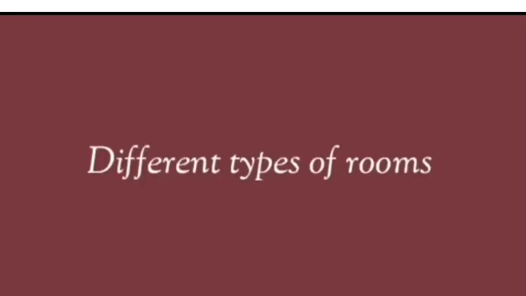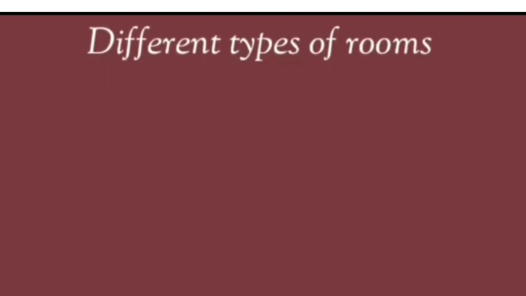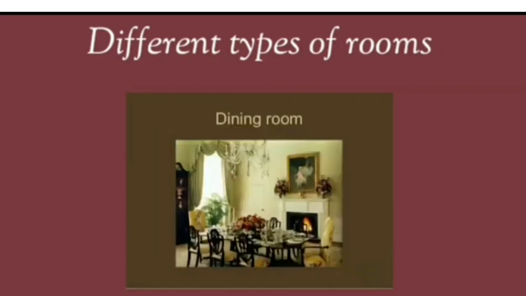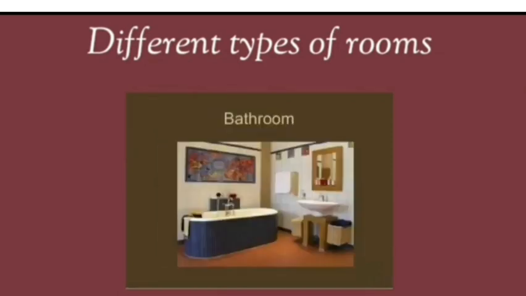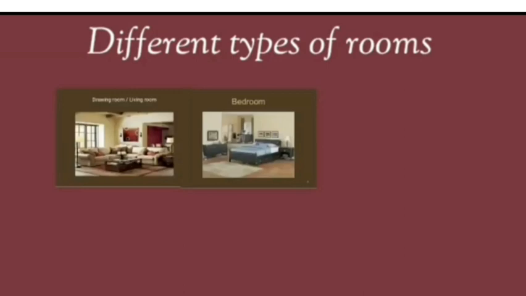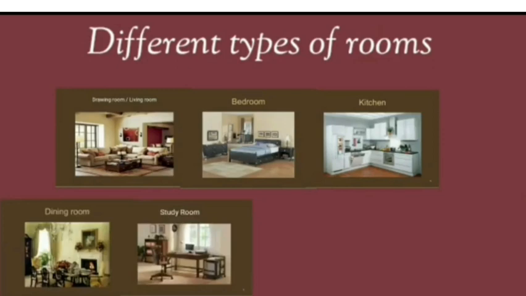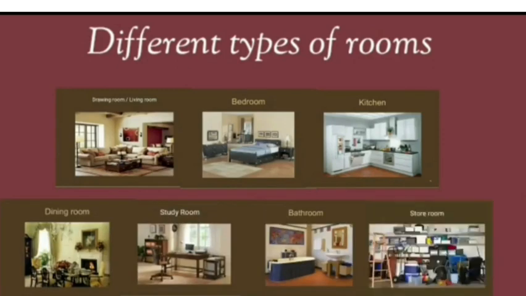Okay. All houses have different types of rooms, right? Now let's learn about them. Different types of rooms: drawing room, bedroom, kitchen, dining room, study room, bathroom, storeroom. These are the rooms. Now repeat with me, children. Drawing room, bedroom, kitchen, dining room, study room, bathroom, storeroom. So children, let's learn deeply about the rooms.